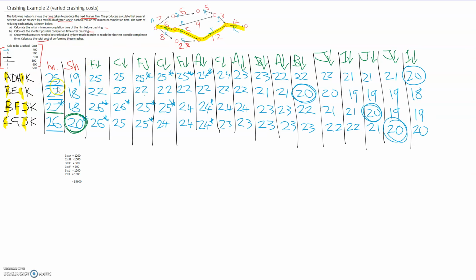Alright, so you can see here, I crashed F, then C, then F, then C, then F again, and I crossed off the letters as they got up to their maximum of 3 weeks. And eventually J, F, C, and A were all crashed 3 weeks, which is their maximum, and only B and I weren't crashed by their maximum. So I kept going until each path had reached that 20, which is the shortest possible completion time.